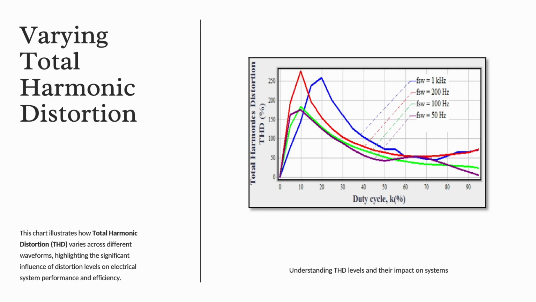In simple terms, low duty cycle means THD increases quickly. Mid duty cycle means THD reaches maximum. High duty cycle means THD starts reducing. Higher switching frequency means better THD performance. So this graph helps us understand that THD is not constant. It changes with the system's operating conditions, and choosing the right switching frequency can greatly improve our power quality.